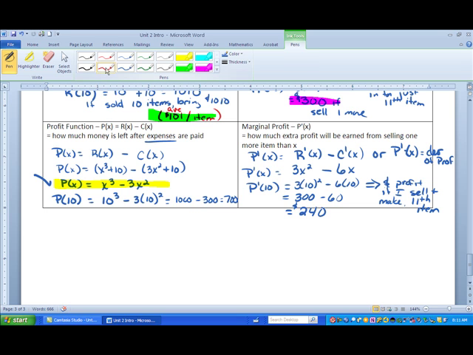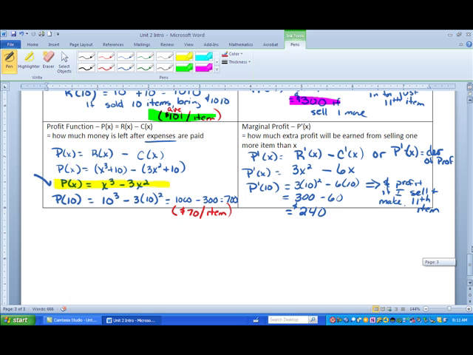So if you're happy with $240 extra profit for the work of making one more item, then it would benefit you to make that. Back over here, remember to find the average, we would divide by 10. So on average, you're making $70 per item profit over here. So $70 profit versus $240 to make that one more is probably a pretty good deal.